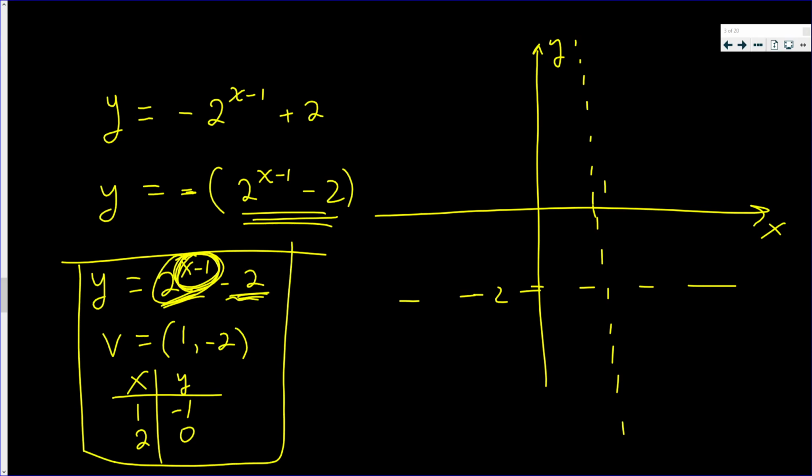Y equals 2 to the x minus 1, minus 2. So when x is 1, I go down 1. When x is 2, I don't go down anything. When x is 2, I'm at 0. And the graph goes like that.